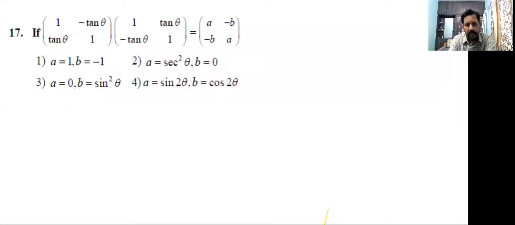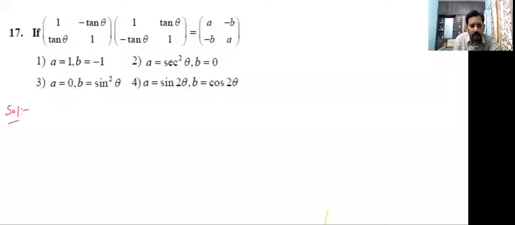In the previous class we completed level 1 up to 16 problems. Today I am going to discuss the 17th problem onwards. Read the question and observe the options given. The product of two matrices is equal to one given matrix. Then find the A, B values.